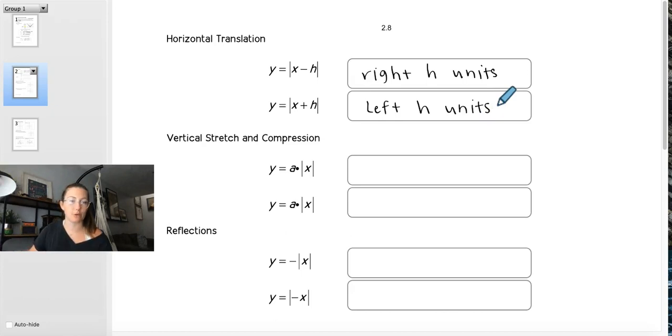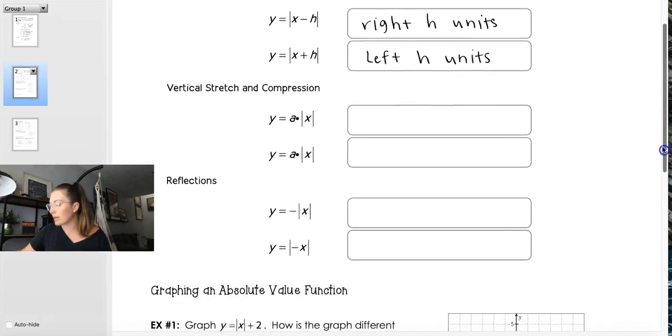All right, vertical stretch and shrink. It's on the outside, so that's why it's vertical. We do horizontal stretches and shrinks. They're just not as common, but we will talk about those, just not as much as the vertical. The vertical is the main one. So we have a vertical stretch or shrink, or a stretch and a compression.